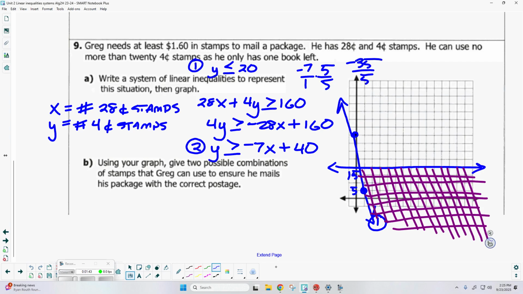So what I did, I said x is the number of 28-cent stamps and y is the number of 4-cent stamps. It says specifically he can use no more than 20 of the 4-cent stamps, so that's where I got my first inequality: y has to be less than or equal to 20. Because we are given $1.60, that's where I got the second one. You'll notice I didn't use decimals; I just multiplied through by 100. So 28x plus 4y greater than or equal to 160. When I did a little bit of algebra, that came out to y greater than or equal to negative 7x plus 40. Both had equality, so both are solid lines, and this is the region where I was shading.